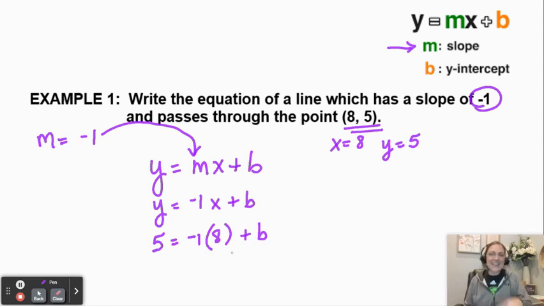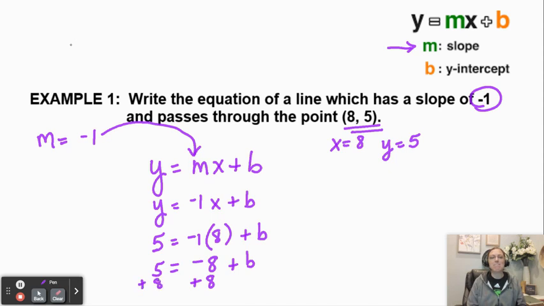And now I get to solve for b. So let's take a look at what that looks like. -1 times 8 is -8. So 5 equals -8 plus b. Let's get b by itself. We'll do the opposite of -8, which is to add 8. And you see that b is 13.